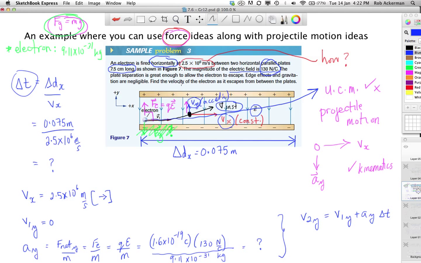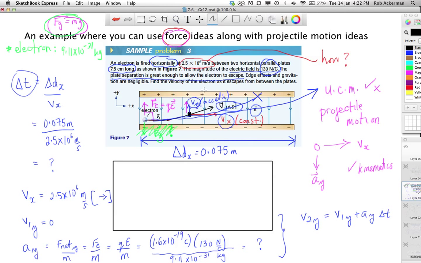Remember they said to assume that the plate separation is great enough to allow the electron to escape. All that's telling you is that these plates aren't so close together that the electron crashes into the upper plate before escaping. Anyhow, how are you going to finish off here? Let me carve out a little bit of space. There we go. You're going to know v2 in the y direction. You know vx, which is constant. So what are you going to do? You're going to put them together.